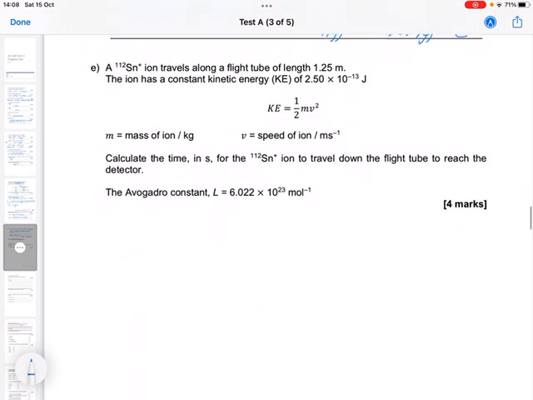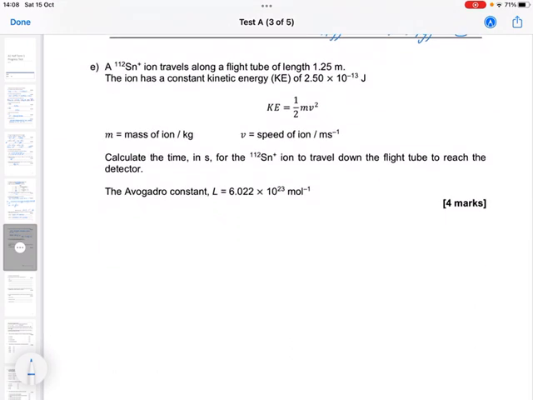And then E, a calculation. So 112Sn+ ion travels along a flight tube, length 1.25 meters. The ion has constant kinetic energy, and we're given the formula there. We're told that m, the mass of the ion, needs to be in kilograms, and v, the speed of the ions, in meters per second. Calculate the time, so I need to work out the time. So velocity is distance over time, so time is going to be distance divided by velocity. So I've got distance, but I haven't got velocity. So I need to rearrange this to get velocity.